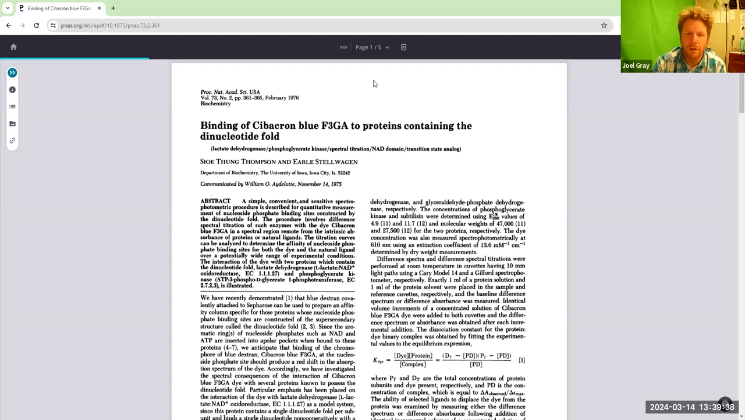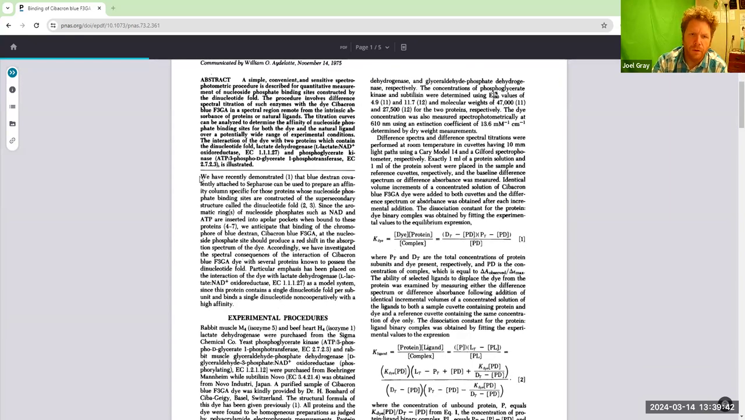No, not at all. Now, in this article, it goes on to say, we have recently demonstrated that blue dextran covalently attached to Sepharose can be used to prepare an affinity column specific for those proteins whose nucleoside phosphate binding sites are constructed of the super secondary structure called the dinucleotide fold.